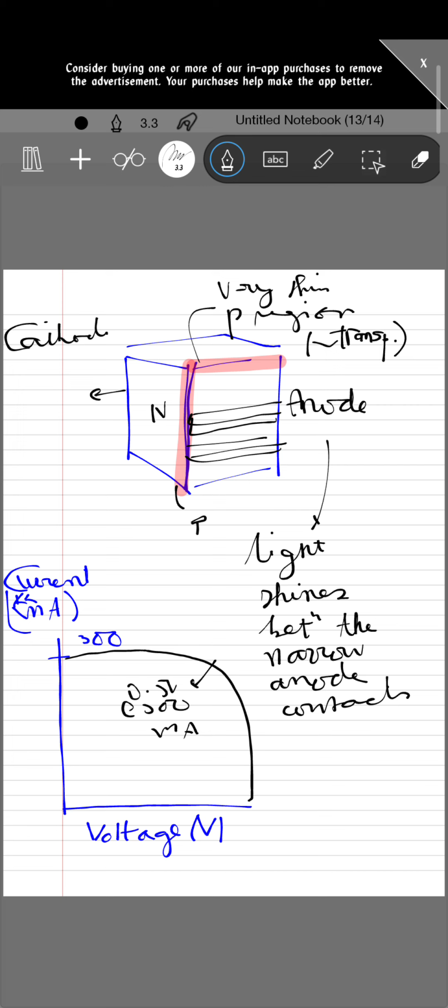Now light shining on the surface of the solar cell generates a voltage of usually about 0.55 volts. This has been the average voltage, and under load the average voltage is about 0.5 volts.